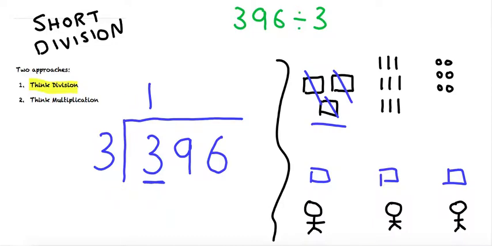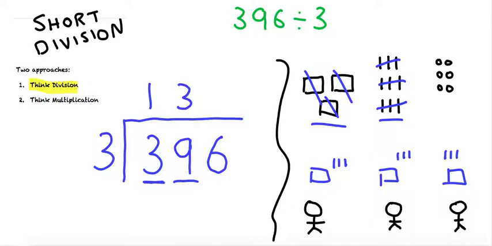All right, next step, share the tens. We've got 9 tens, 90, and we're going to share them between 3. Can we share 90 between 3? Yes, we can. Each will receive 3 tens, or 30. And we record a 3 in the tens place.